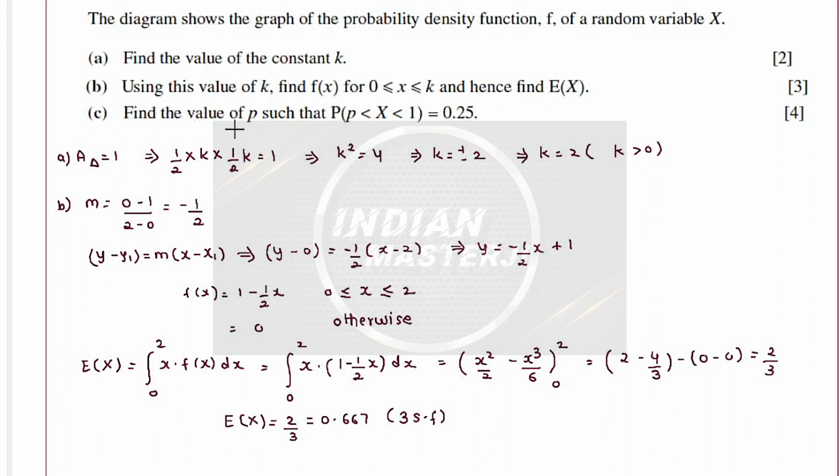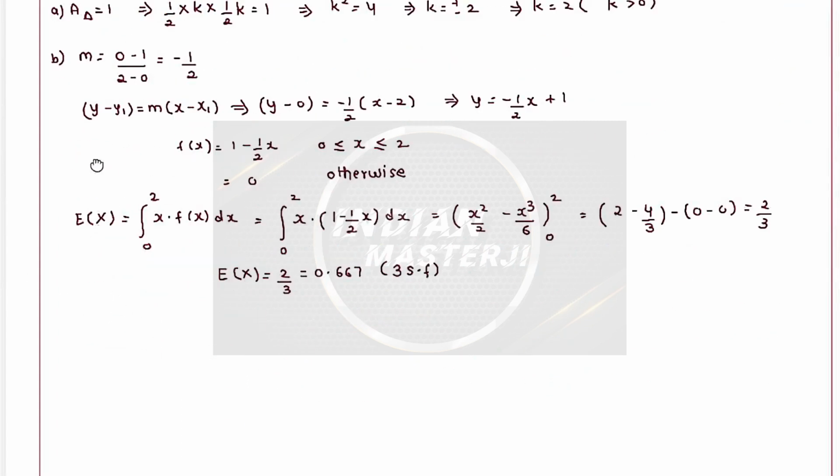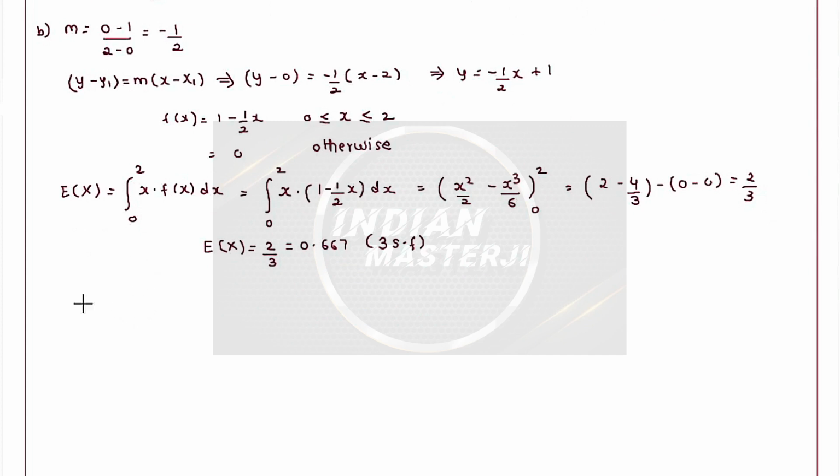Now part C, find the value of p such that the probability of x being greater than p and less than 1 is equal to 0.25. Okay, so they are telling us to find out the value of p. They have already given the probability of x being greater than p and less than 1. This is equal to 0.25 or 1 by 4. So that means I am supposed to integrate f of x with respect to x from p to 1. Okay, and this is equal to 1 by 4.